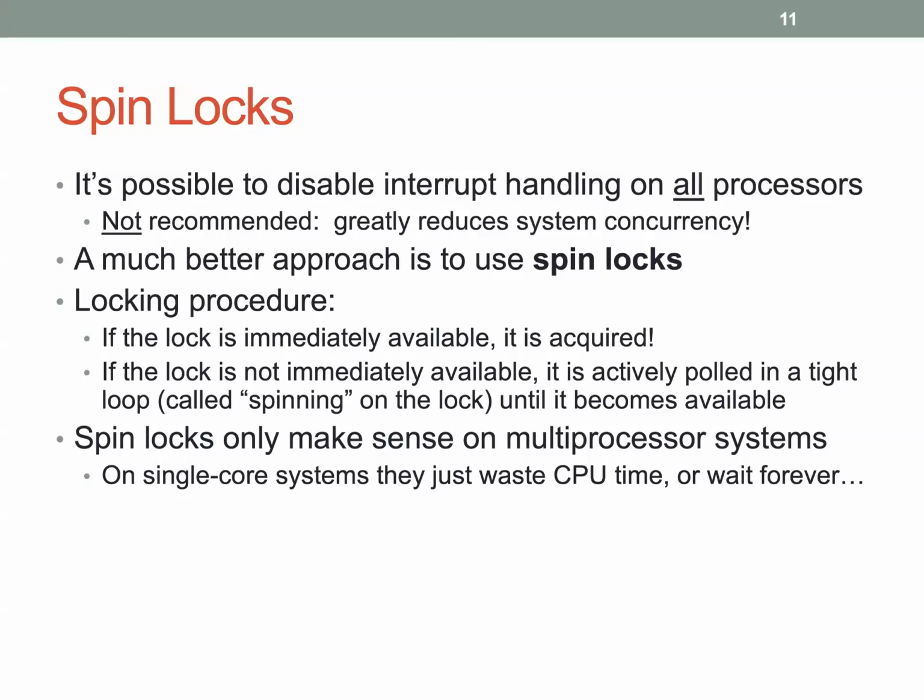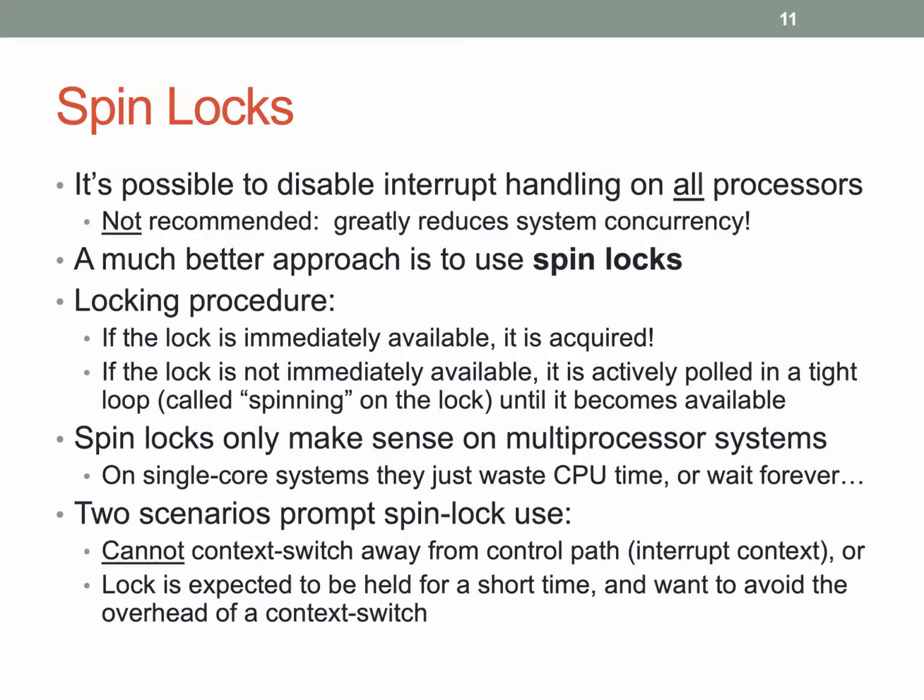If you ever end up in a situation where you're working on some system and somebody says, I want to use a spin lock, but it's a single core system, tell them no, they're doing it wrong. So you have to have a multi-core system to use spin locks effectively. Okay, so two scenarios prompt spin lock use. One is you can't context switch away from the control path. So you're in interrupt context. Spin locks are basically the only kind of lock you can use in interrupt context.